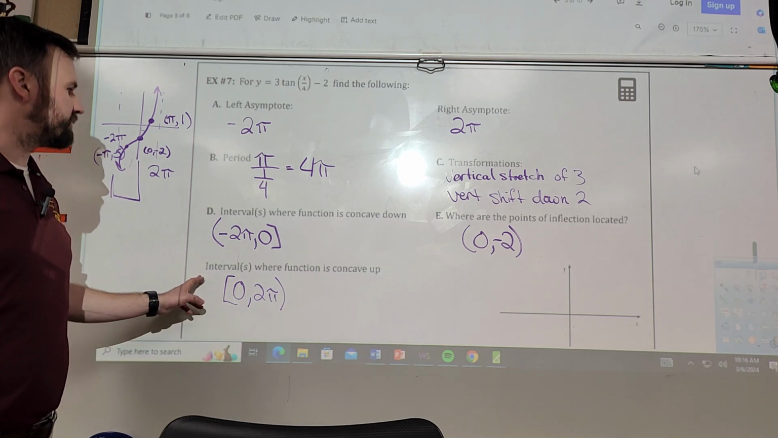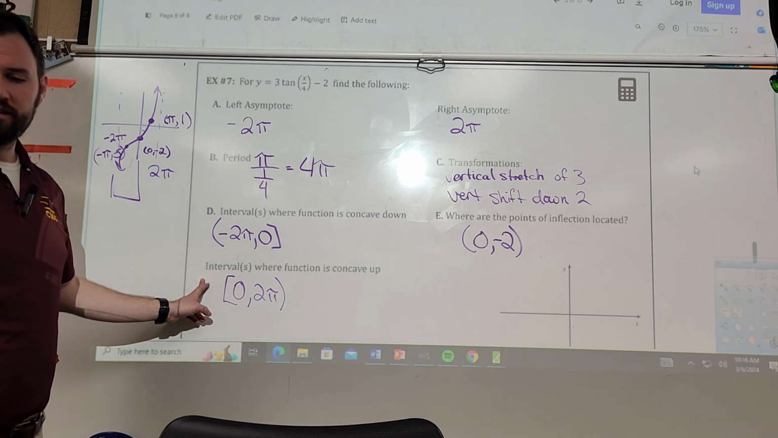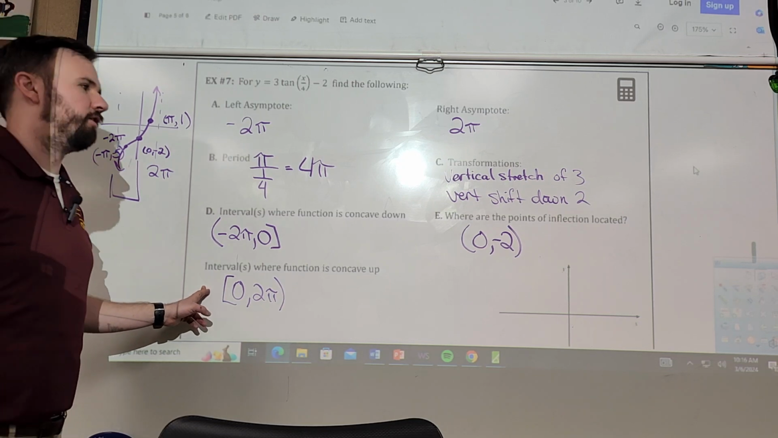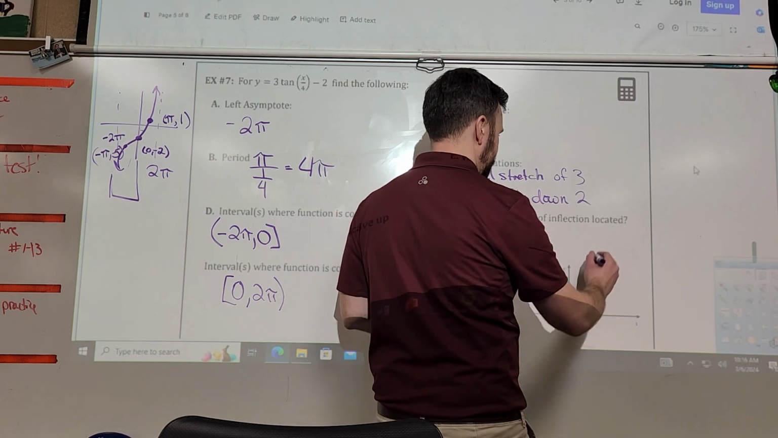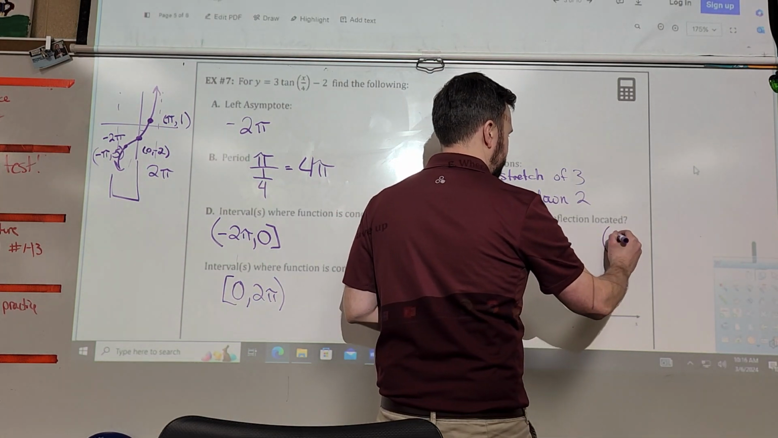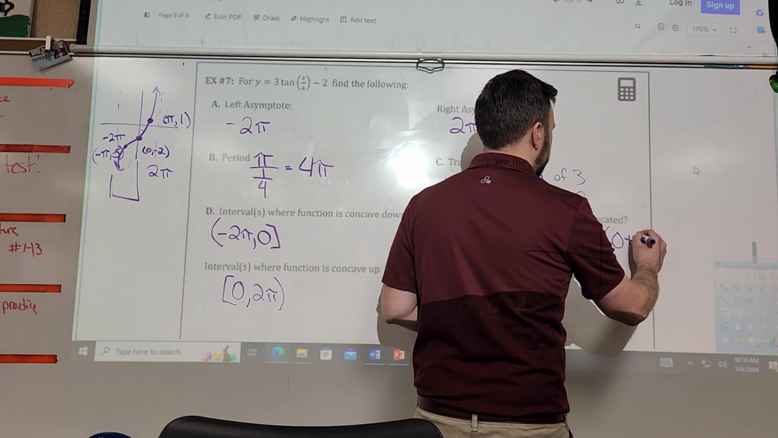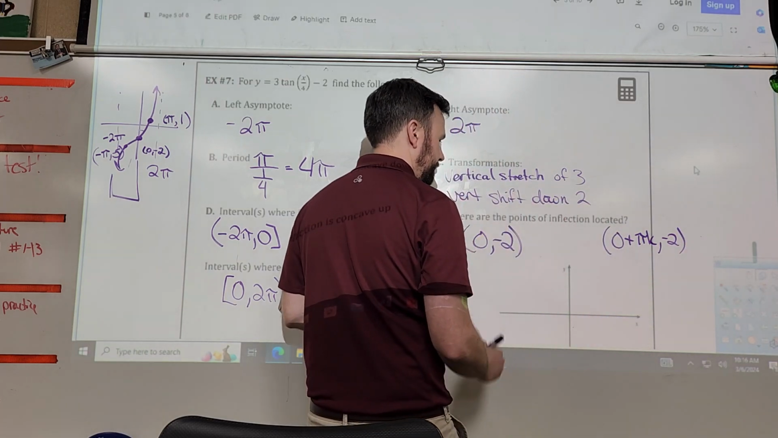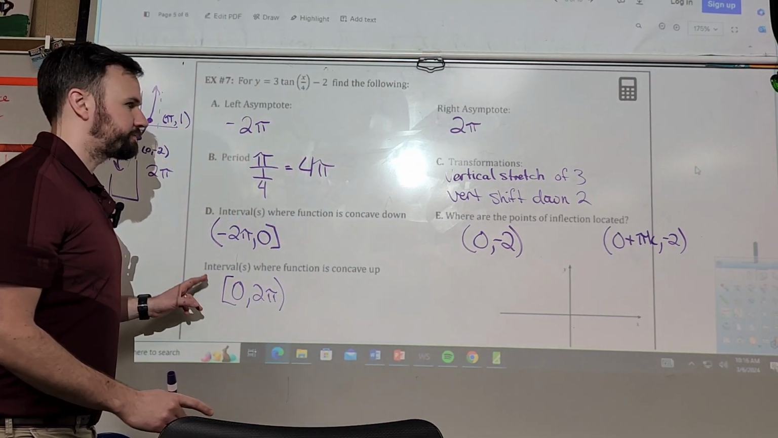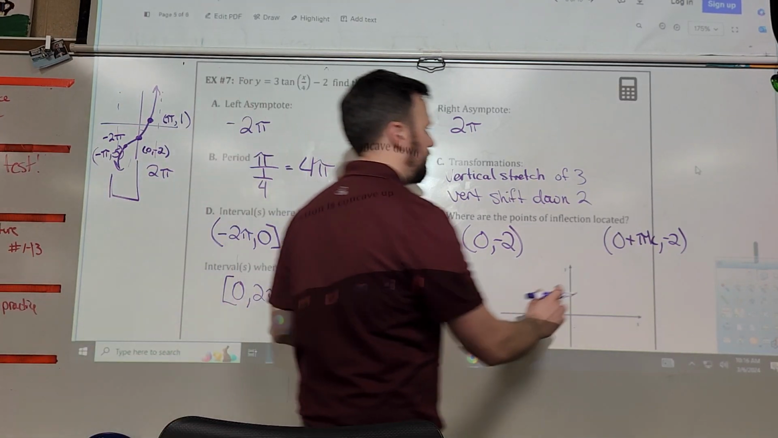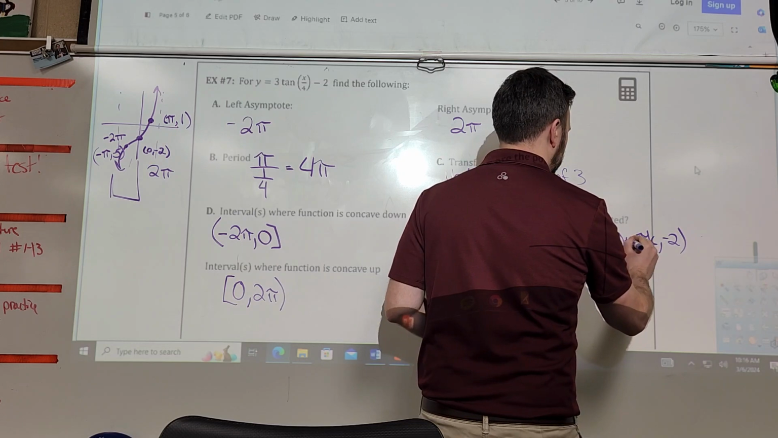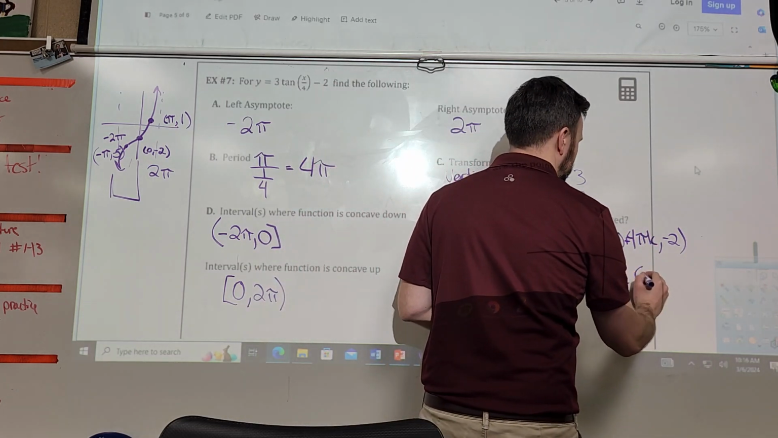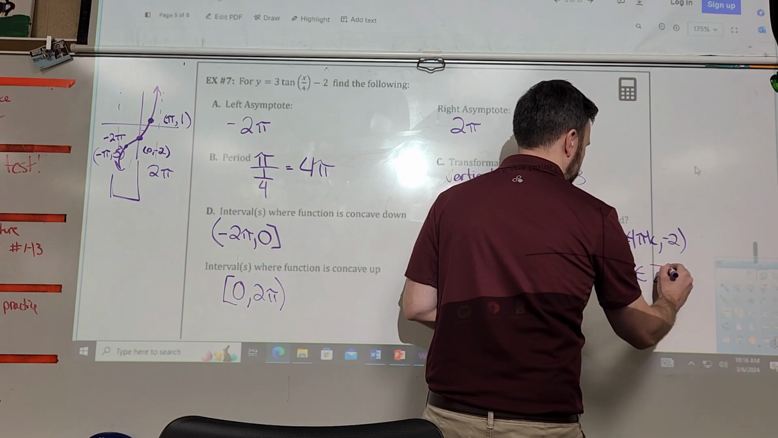Not the point, it wants all the points. Yeah, but what if I want to list all the points? It'd be 0 plus pi k, negative 2, right? Oh, not pi k, my bad. It's 4 pi k, because that's the period, where k is an integer.